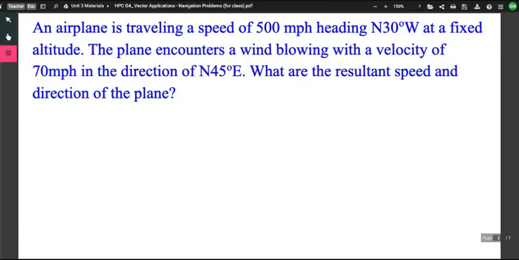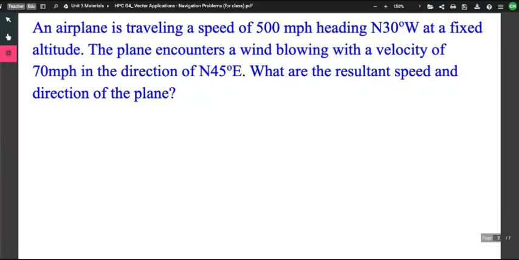So kind of what we have going on here is this plane is using its engines to go 500 miles per hour in a goal direction of north 30 degrees west. However, also acting upon this plane, besides its own engine, is wind. And this wind is going to blow this plane off course a little bit. It's going to impact the speed of the plane and the direction of the plane. So here they're asking me for the resultant speed and the direction of the plane. That is, how fast is this plane actually going, and in what direction is it going?